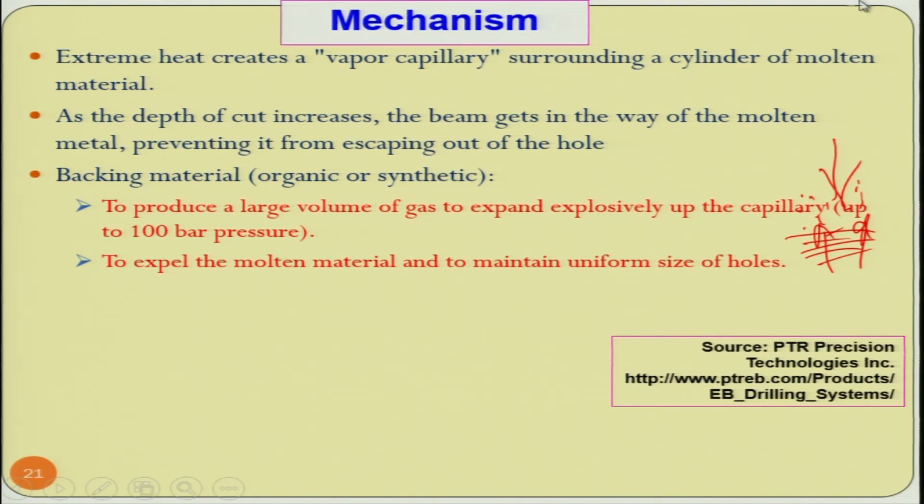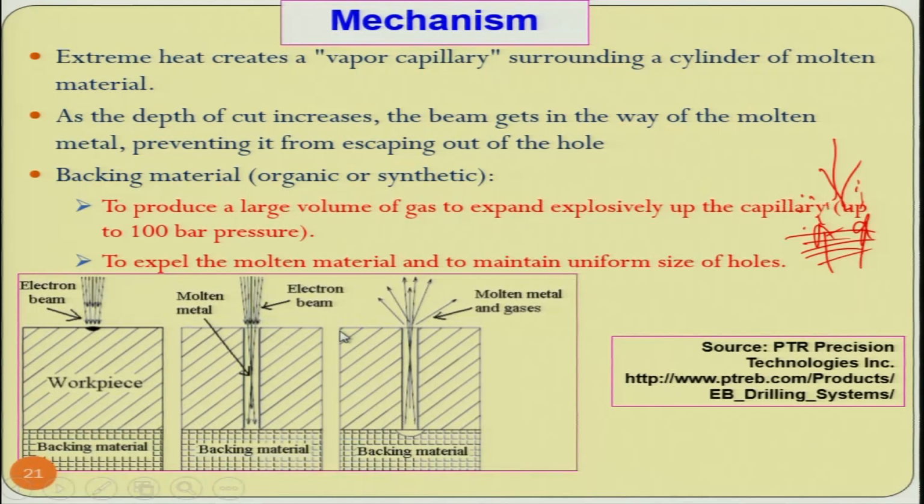And so, this backing material is used basically to expel the molten material and to maintain uniform size of the hole. Otherwise, if you do not throw out the molten material, then with time it gets resolidified and you end up with what is known as recast layer, just like the recast layer you obtain in other thermal processes, say electric discharge micromachining or laser beam micromachining, and then it becomes really difficult to remove this recast layer before you are going to use the workpiece in real life.